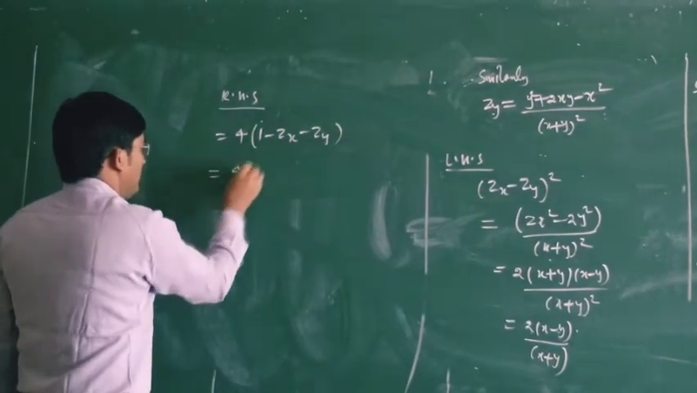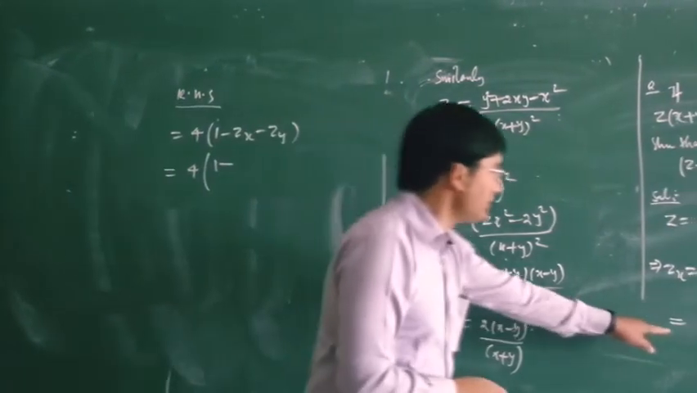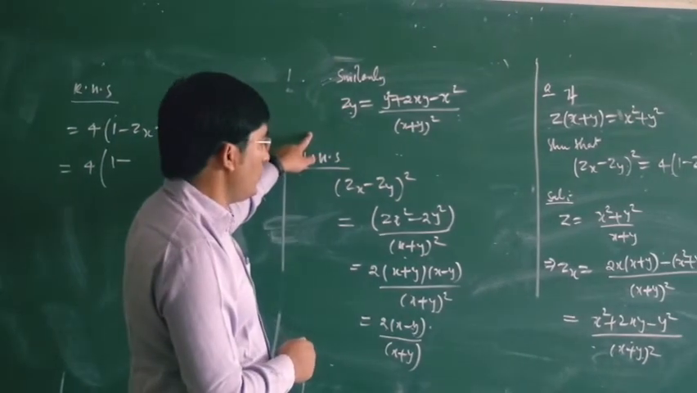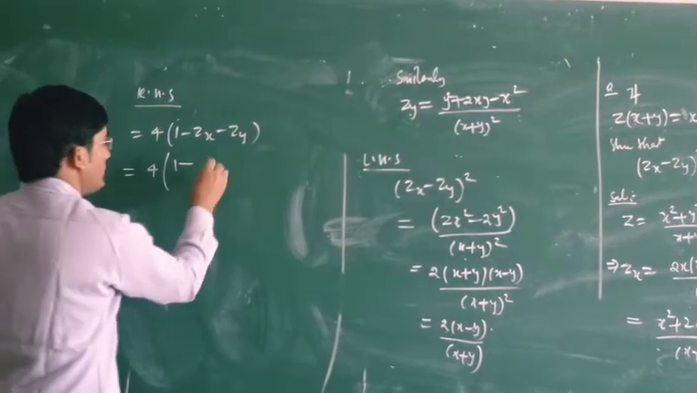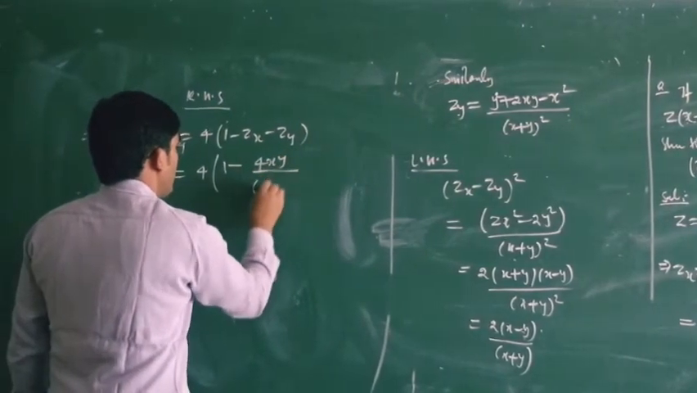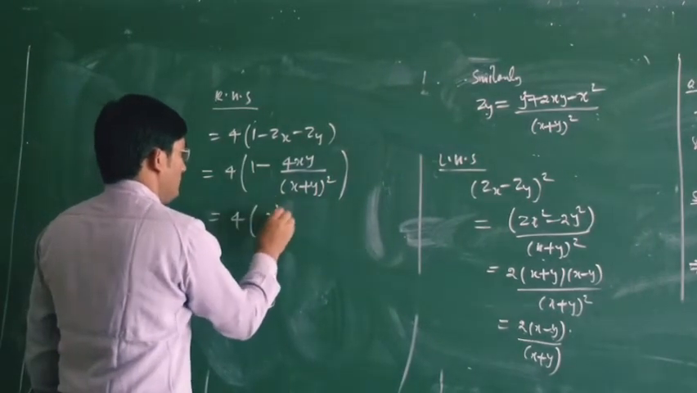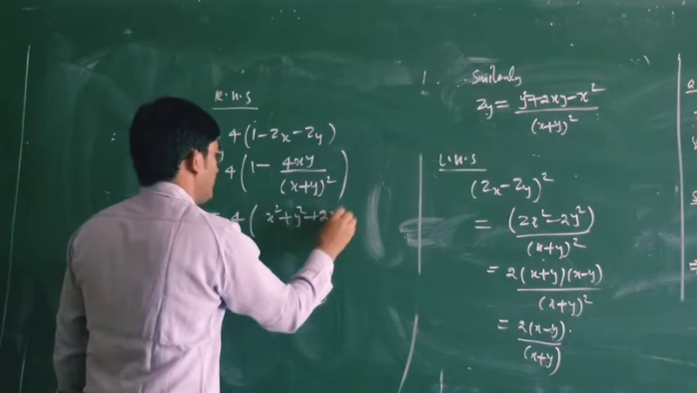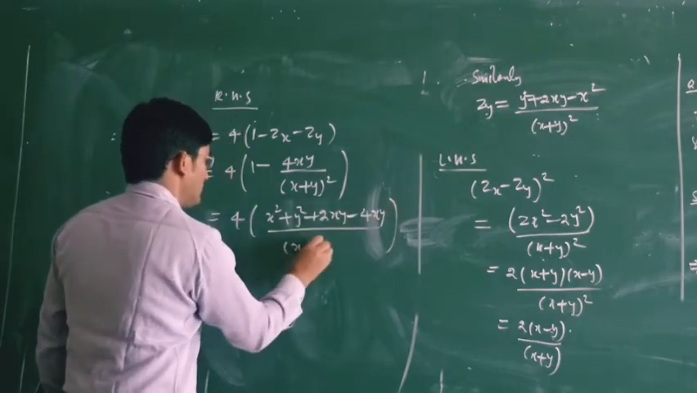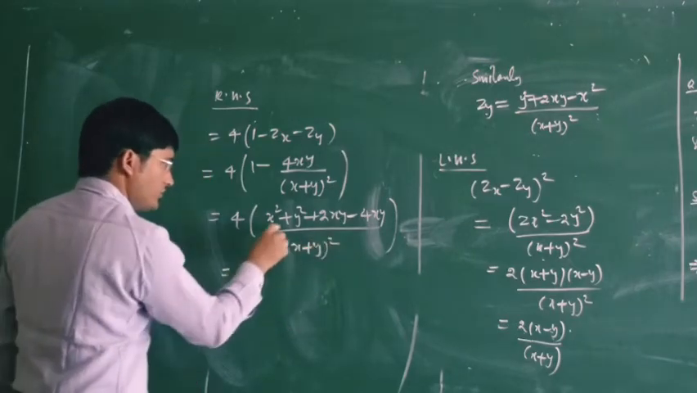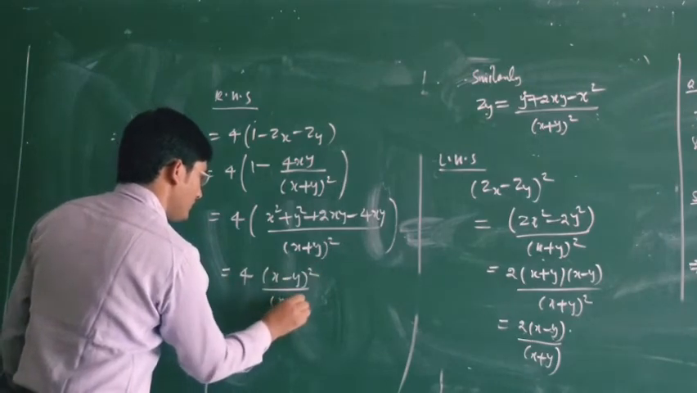So let us add zx and zy. If you add this zx and zy, then we will get simply x plus y whole square minus 4xy, so that means 1 minus (zx plus zy) equals (x plus y) whole square minus 4xy upon (x plus y) whole square. Then this is equal to x square plus y square plus 2xy minus 4xy divided by (x plus y) whole square. So in the numerator we have (x minus y) whole square divided by (x plus y) whole square.